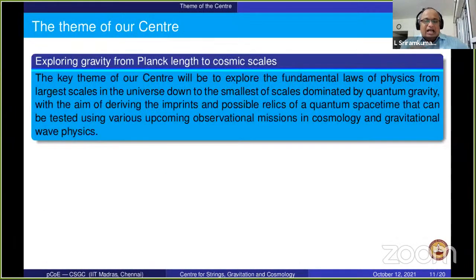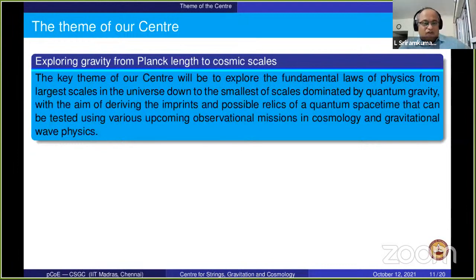So the theme of the center is as follows: to explore fundamental laws of physics from the larger scales in the universe. I explained how on the larger scales, it is gravity that is expected to play a role. In fact, you need a relativistic theory of gravitation to explain the universe as a whole. And also on the smaller scales, because at the largest energies corresponding to probing the smaller scales, you need a quantum theory of gravity to come in, for instance, near the singularities of black holes or near the Big Bang singularity, you expect a quantum theory of gravity to help you avoid these singularities.